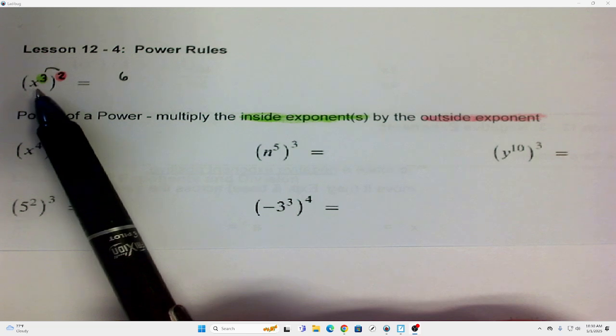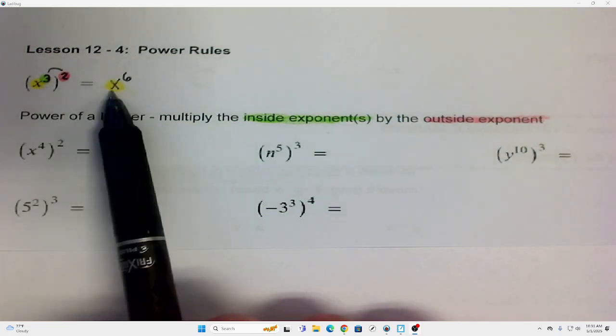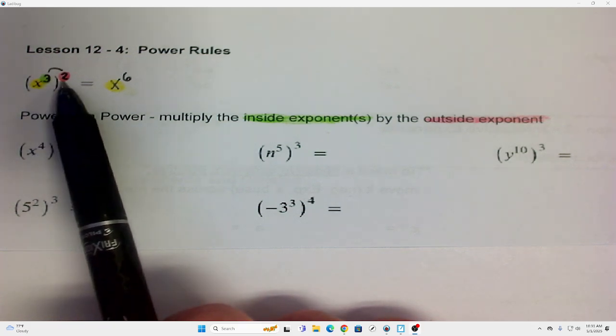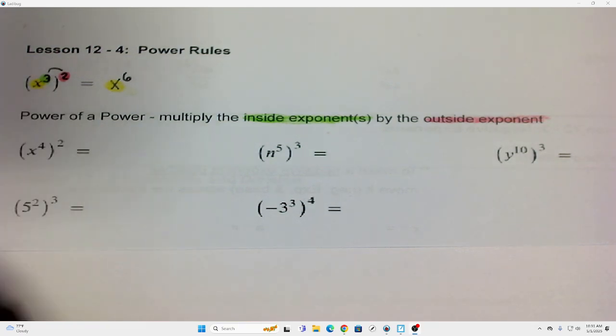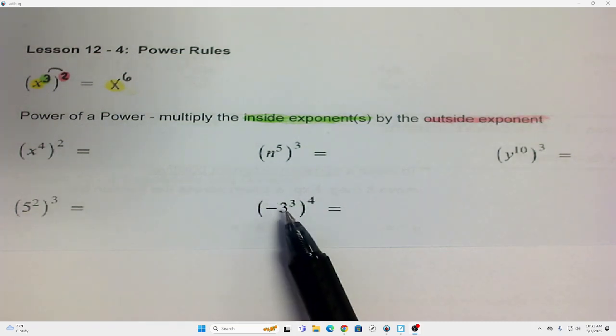Now, the base just kind of comes along for the ride. And that's how you simplify that exponential expression. Again, when you have inside exponents within the parentheses and then an exponent right against the parentheses. So let's go through and try these first four right here, and then we'll take a look at this one right here.